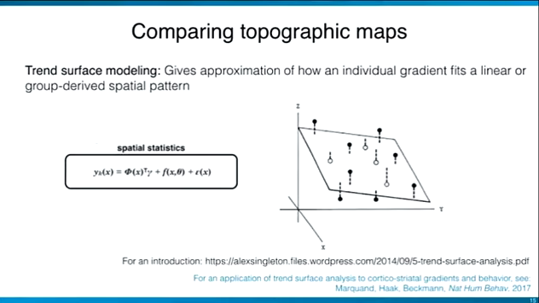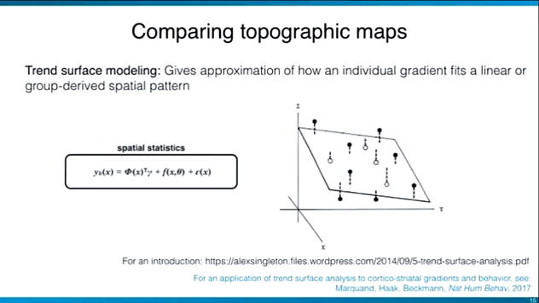So it gives an approximation of how an individual gradient fits either a linear or group-derived spatial pattern. I put a link for a nice introduction to this topic at the bottom, and all the tools for conducting this, as I mentioned, have recently been made available online. The team recently put out a paper looking at how these gradients within the striatum relate to differences across individuals in behavior, and I recommend the link at the bottom as a further discussion of that topic and methods for addressing these kinds of questions.